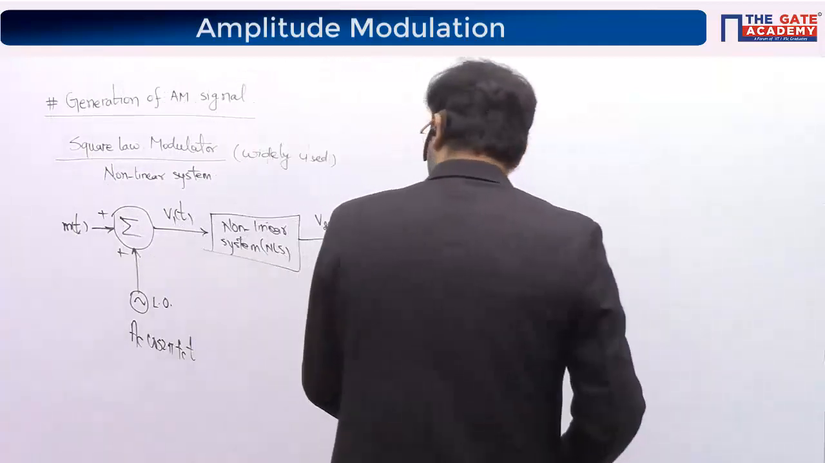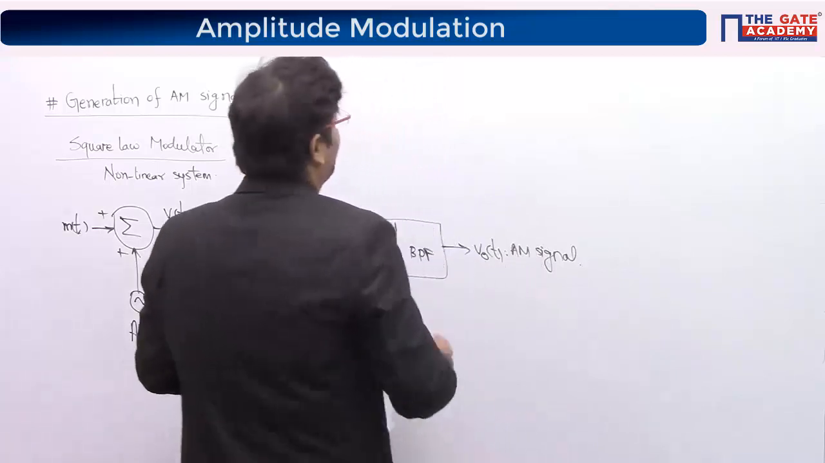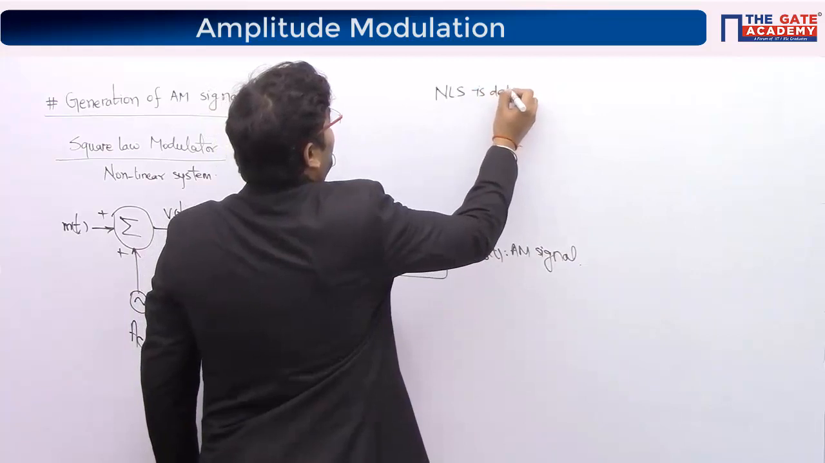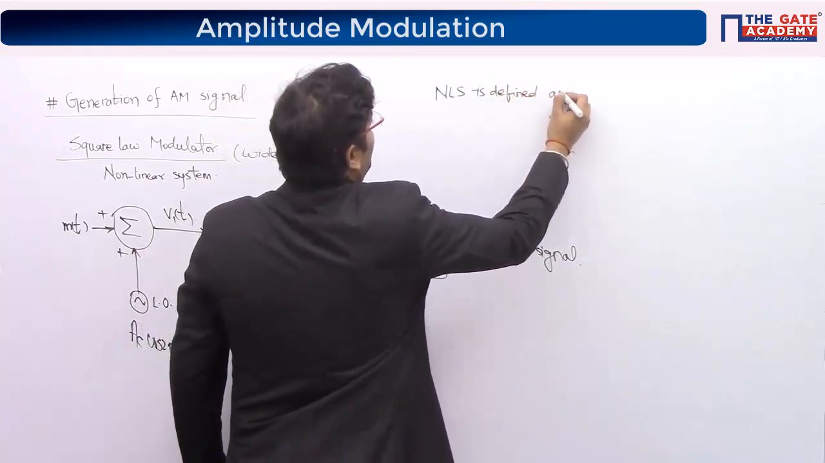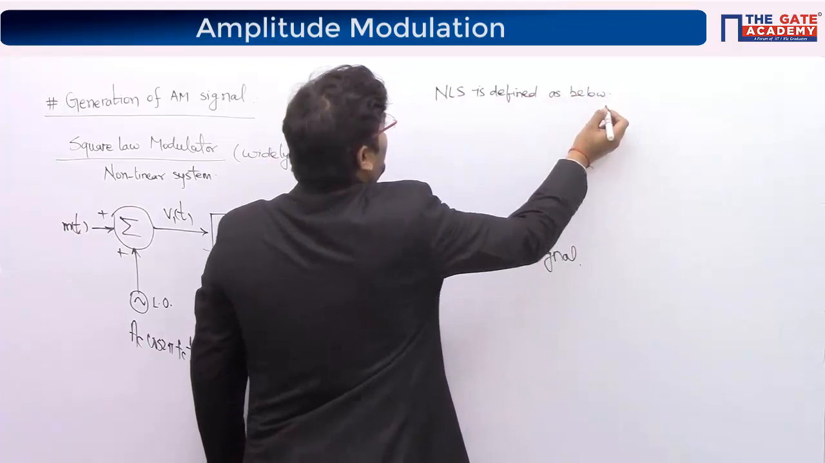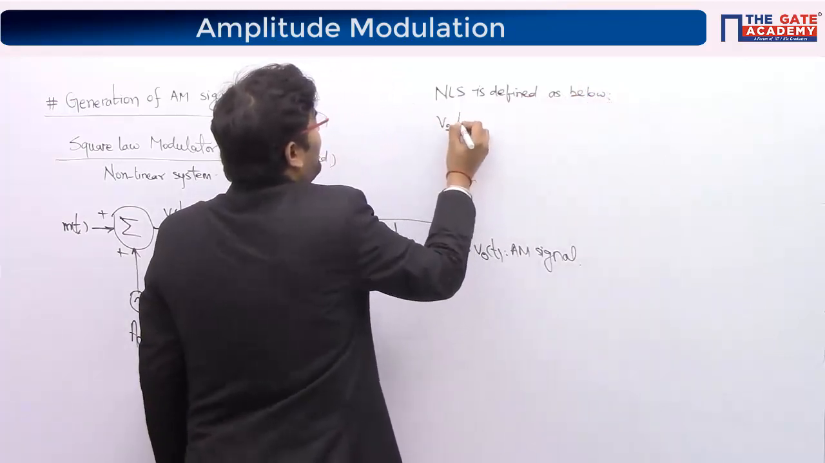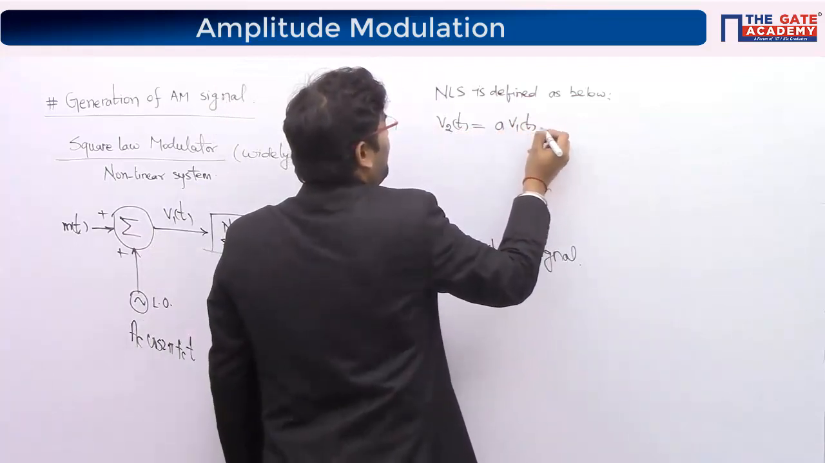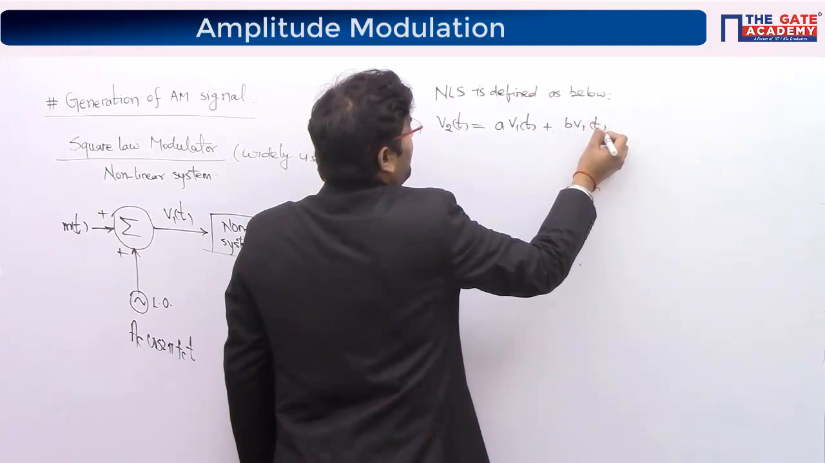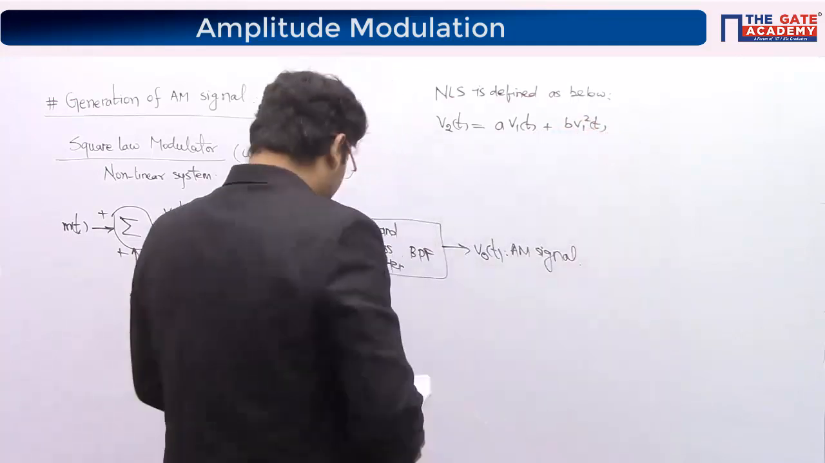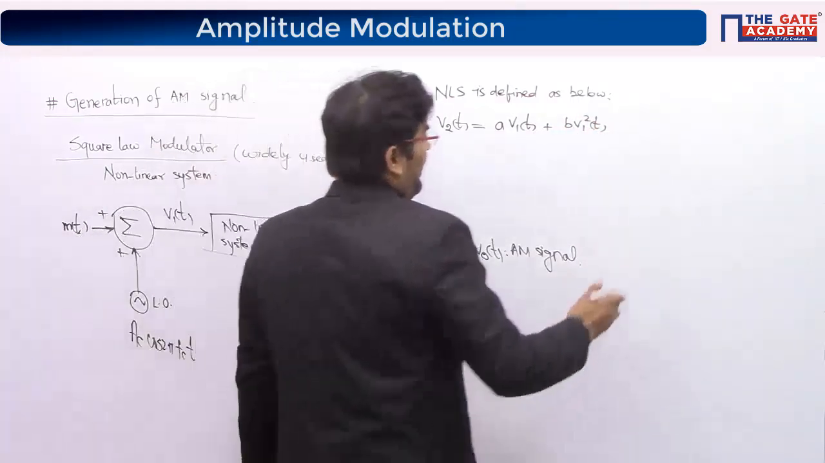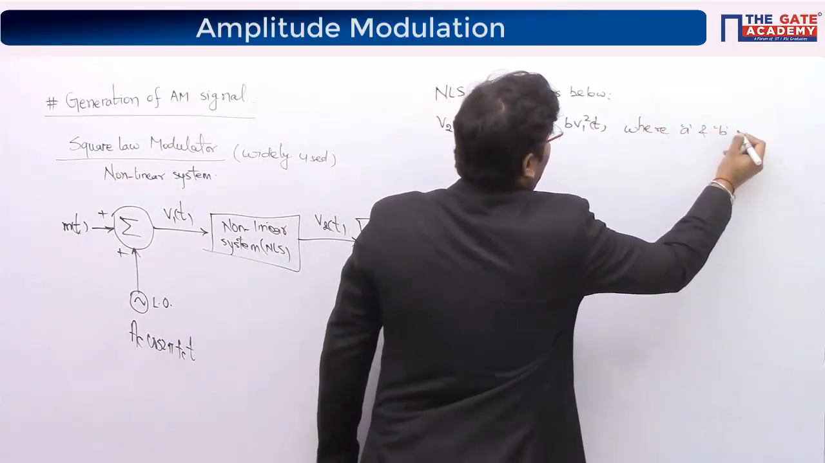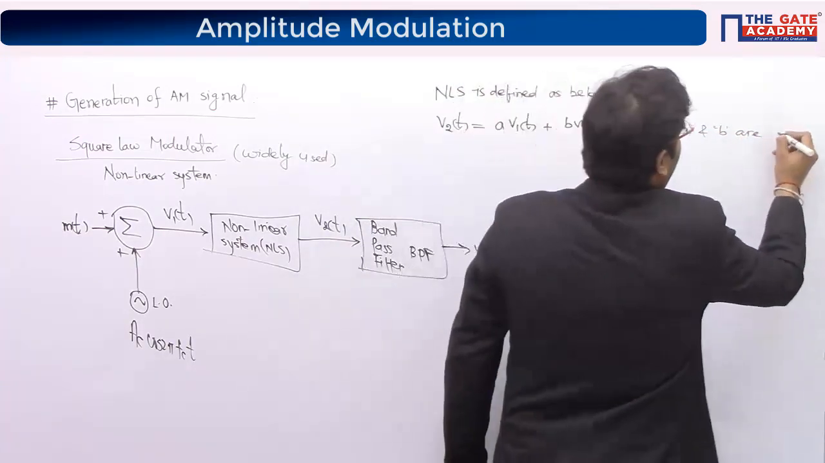So let's say this non-linear system is defined as below. To somehow define it, even though it is square, how does the equation look? So I can write v2(t), the output of the non-linear system, is equal to a v1(t) plus b v1 square(t), where a and b are constants.